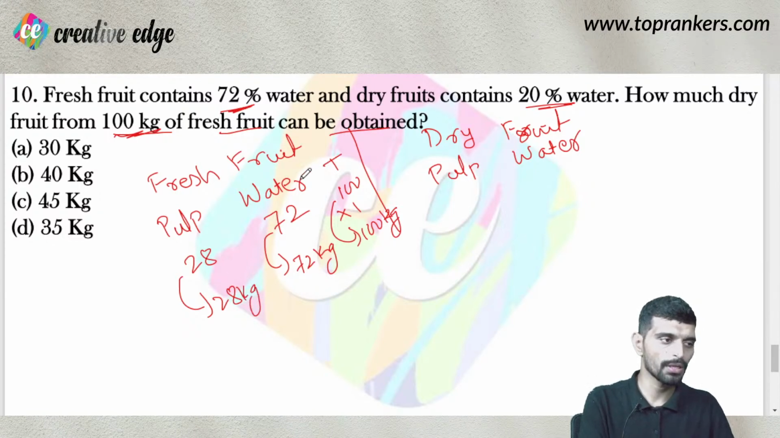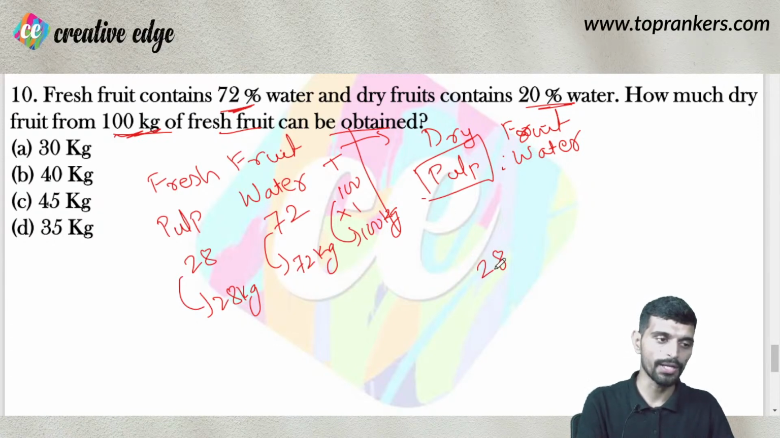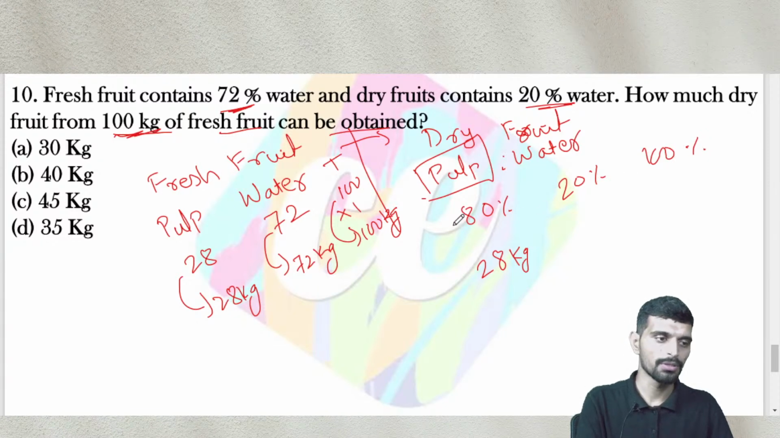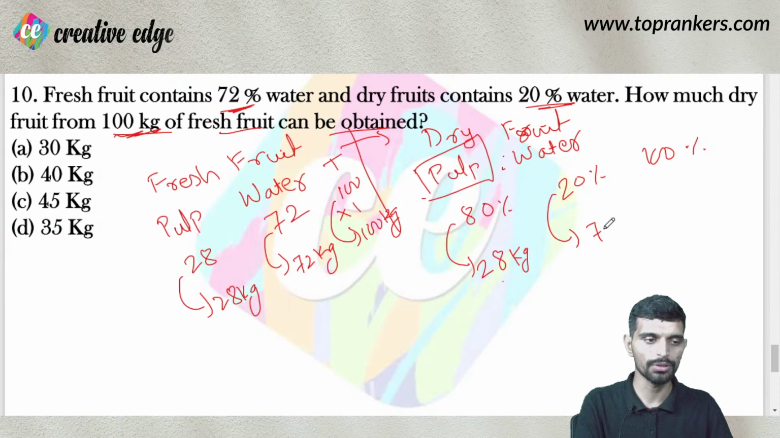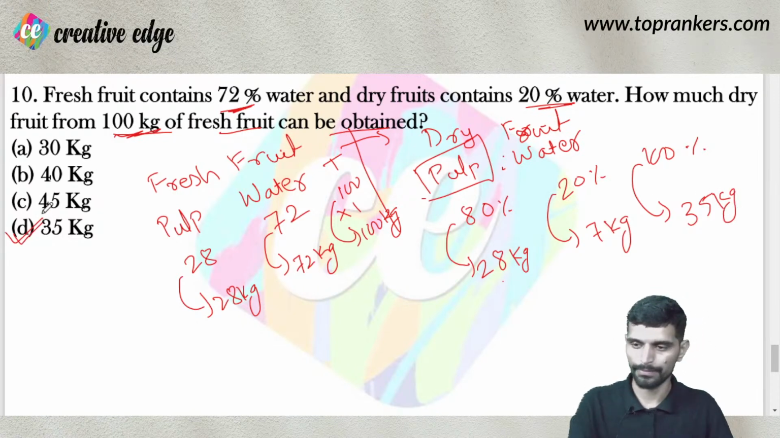So what happens from fresh fruit to dry fruit? There is no change in the quantity of pulp. The quantity of pulp remains the same here. So we will go by pulp. This 28 kg pulp, and the water content is 20%. So the percentage of pulp has to be 80%, in all 100%. So this 80% is equal to 28 kg. So 1/4 of 80 is 20, and 1/4 of 28 should be 7 kg. So the total fruit will be 35 kg. So the answer to this one will be 35 kg.